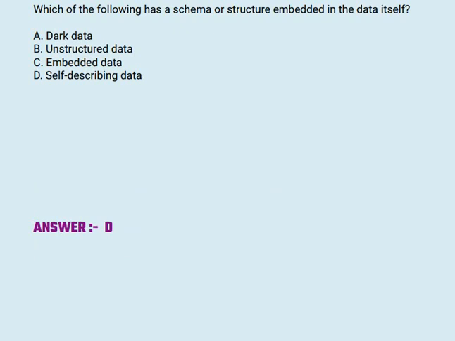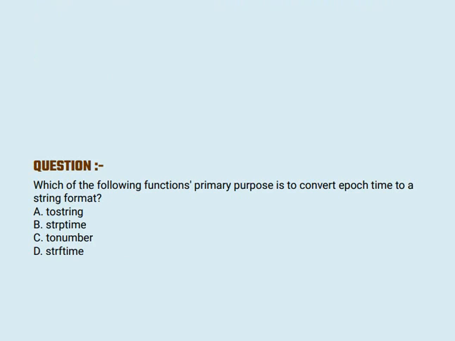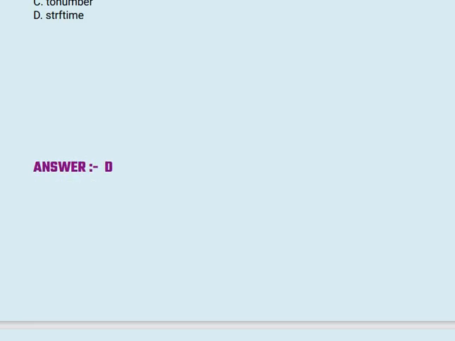Next question is, which of the following functions' primary purpose is to convert epoch time to a string format? Option A, tostring. Option B, strptime. Option C, tonumber. And option D, strftime. The correct answer is option D.